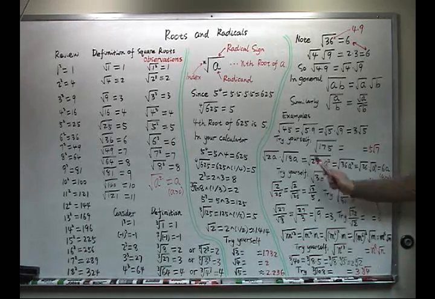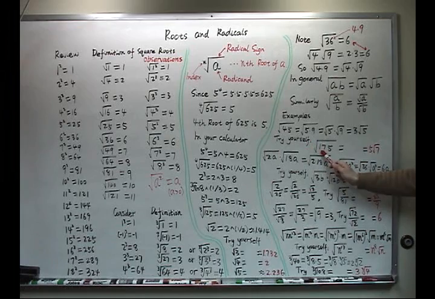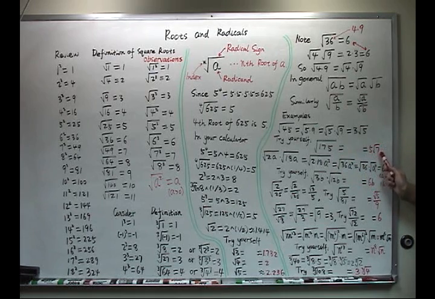Now, try this one yourself. This one is radical 175. Remember, 175 can be written as 25 times 7. So then you know 5 can come out, radical 7. 7 stays inside the radical sign.